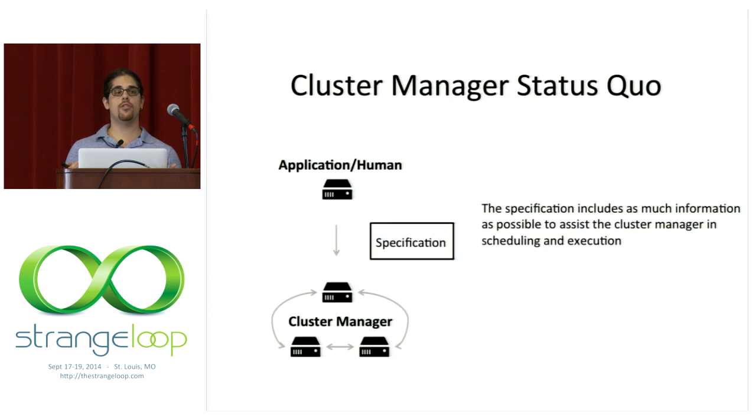And traditionally, when you use a cluster manager, your application or your human submits a specification to the cluster manager. And a specification has a lot of information about the job. It has every task you want to run. It has the dependencies between these tasks. It has placement constraints, if there are any. Maybe your tasks need to run on GPUs, and so it says only run these on GPUs. The specification contains everything, because in the traditional model, the cluster manager is omniscient.